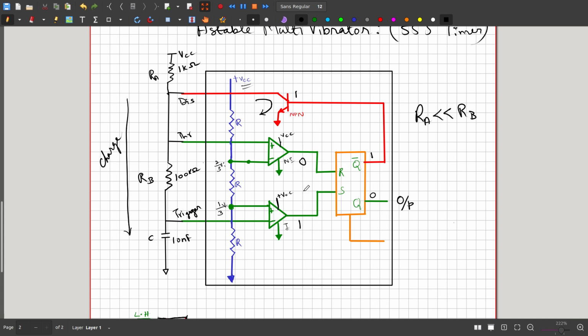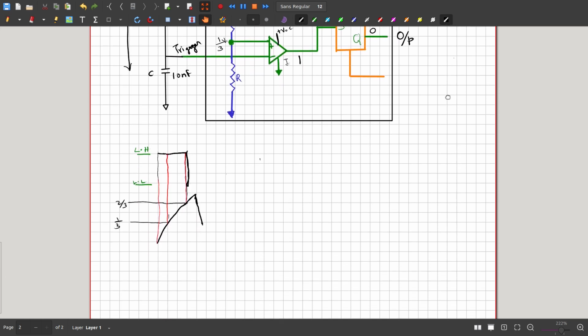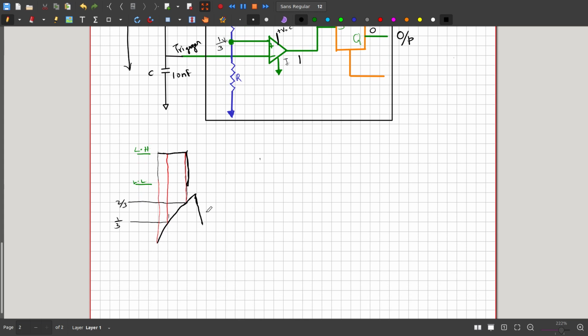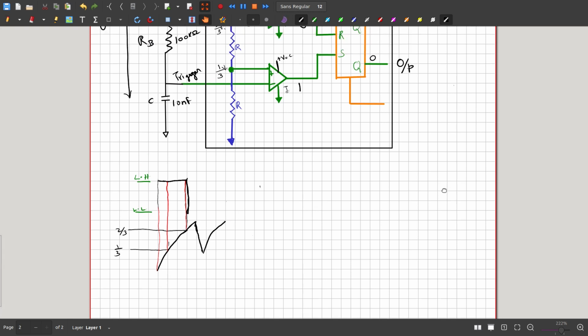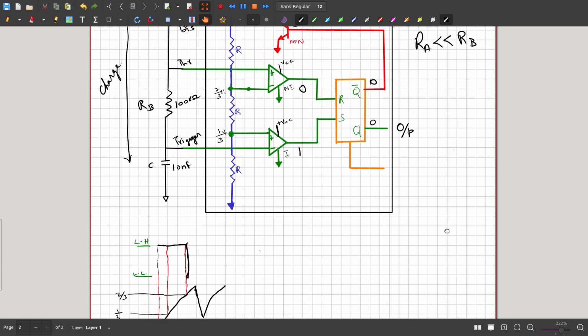Whenever we have a different state in the R and S, this Q bar takes the state of R. Therefore, this becomes 0. The transistor starts to disconnect. It is disconnected from this circuit. The transistor no more conducts. Therefore, the capacitor starts to charge again. Okay, it starts to charge again, and when it crosses, so we missed two states here.